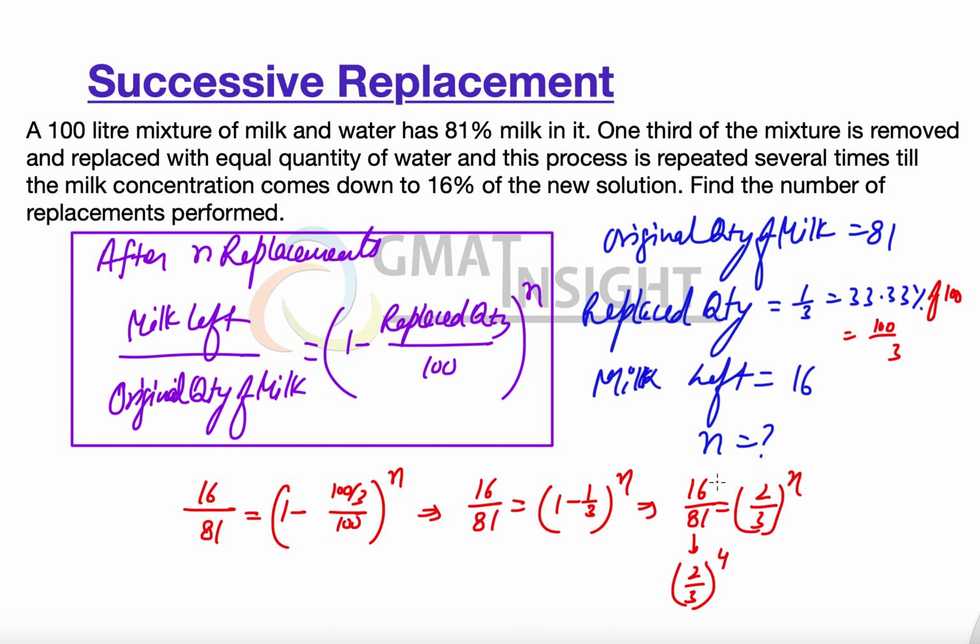because 2 to the power 4 is 16 and 3 to the power 4 is 81, and that is equal to 2 over 3 raised to the power n. And this comparison of the bases and the exponents tells us that the value of n has to be 4. That means after 4 iterations, the required condition will be obtained. So that's how we answer such questions.